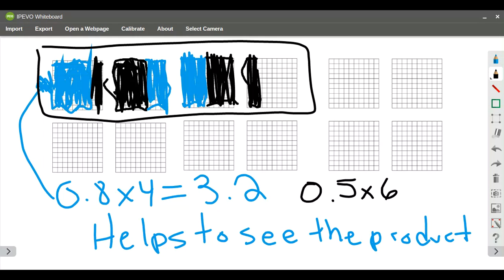Tenths. So we're going to take a look at what 5 tenths multiplied by 6 is. So I'm going to do the same thing. And what's nice is that it's a tenth, so it's going to go a lot faster than when I multiply a hundredth.